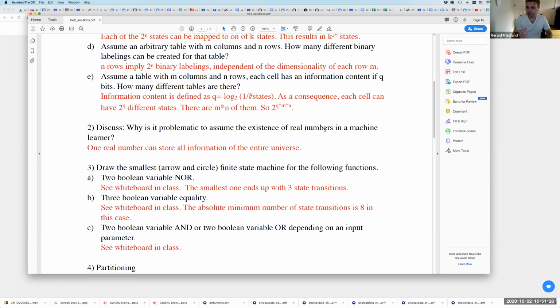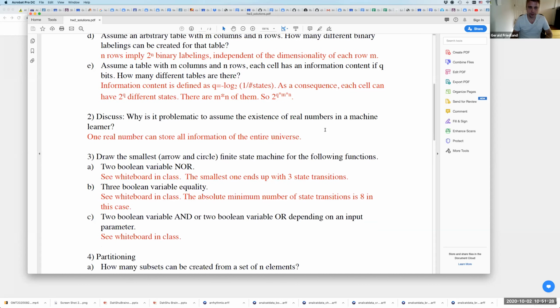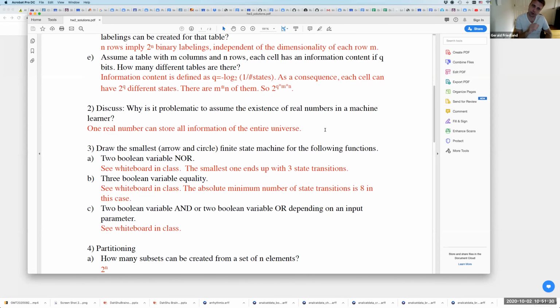I mean, it's just a matter of doing it. But the interesting part of the exercise is not so much doing it; it's that the smallest finite state machine you end up with has 3 state transitions, and you immediately see you can't go smaller.